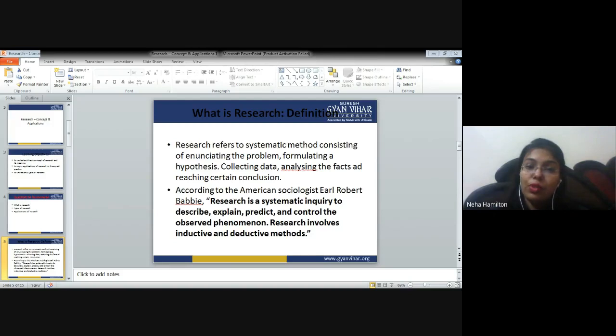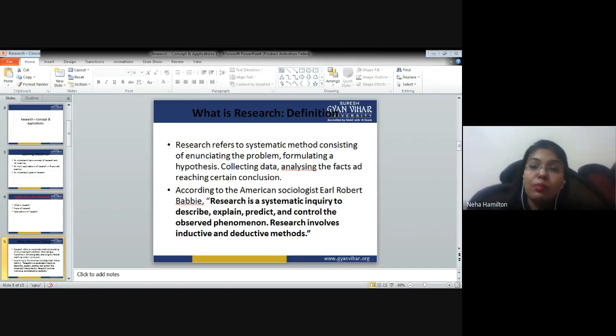Collecting data. Of course, if you are doing a research, it means you are collecting data. It can be data collection in a laboratory, in a medical setting, in an agricultural field, it can be anywhere; from any point you are collecting the data from the respondents, from the researchers. So that is called data collection. Analyzing the facts. Okay. Once you collect the data, you have to analyze the facts. You have to go for statistical analysis. So that statistical analysis is the meaning of analyzing the facts.